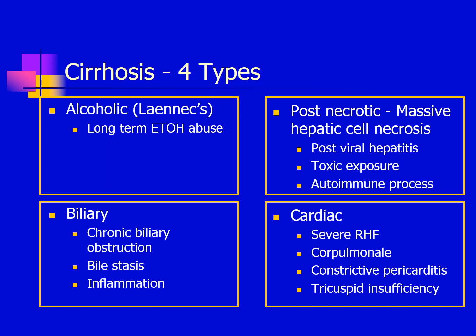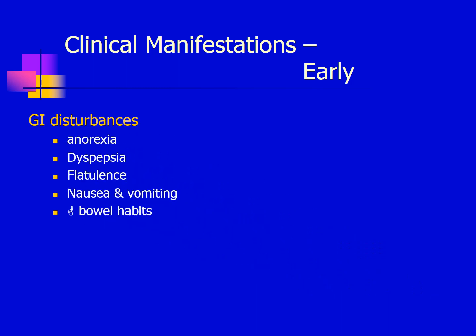Next slide. So what are the clinical manifestations, which are usually seen early, and some of them are seen late? So early, you're going to see some GI disturbances, such as dyspepsia, anorexia, flatulence, nausea, vomiting, and change in bowel habits. And these changes are usually seen because there's alteration in metabolism of fat, carbohydrate, and protein.